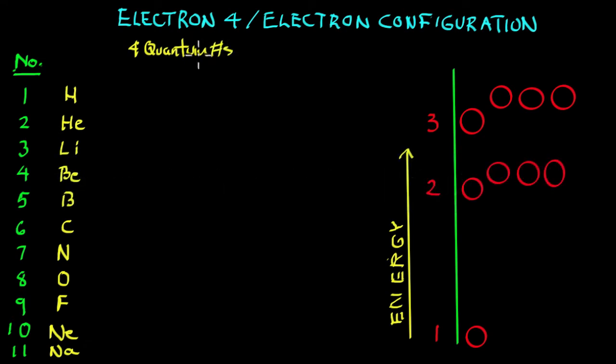Now, a quantum number is the way of describing the relative energy and position or shape of electrons in atoms. And it's generalized. It was built on the hydrogen atom, but it's generalizable to all atoms. There are 4 quantum numbers.